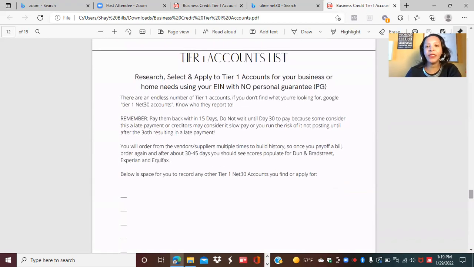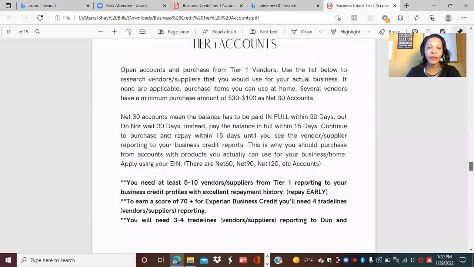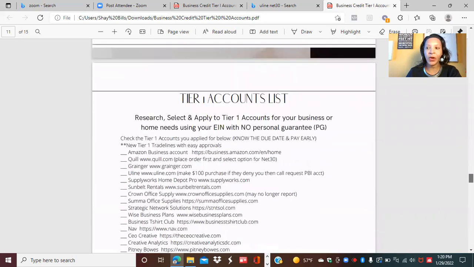Tier 1 accounts list, okay? Research, select, and apply to Tier 1 accounts for your business or home needs using your EIN with no personal guarantee. That means do not use your Social Security number, only your EIN. There are an endless number of Tier 1 accounts. This list that I provided for you, that's not all there are, okay?